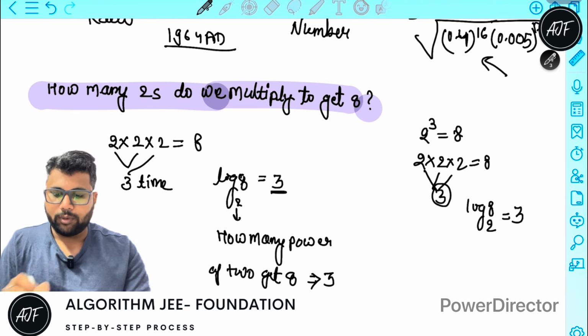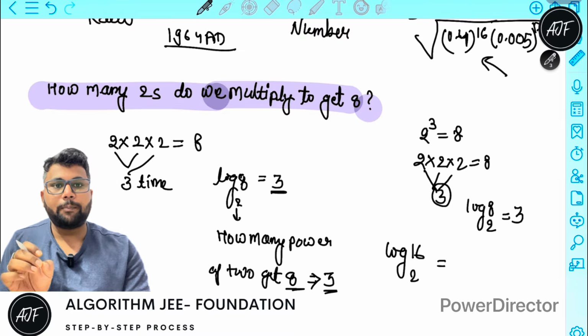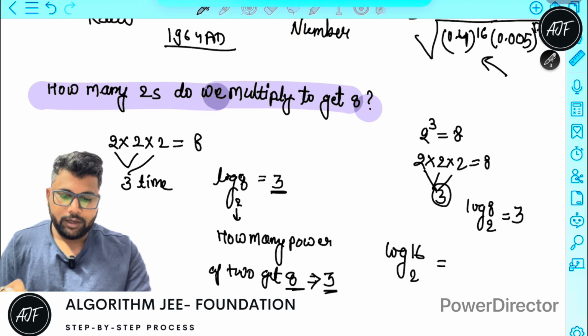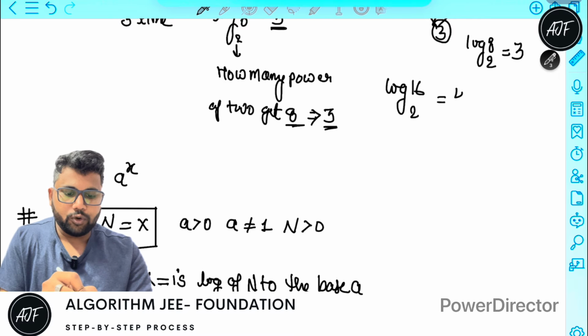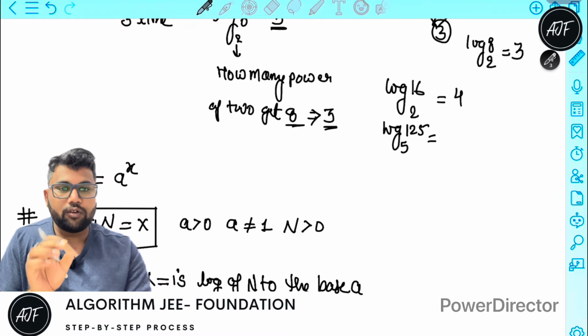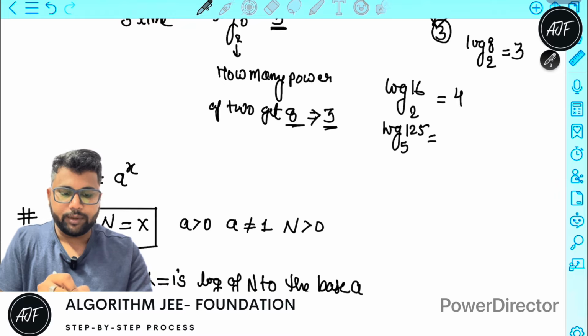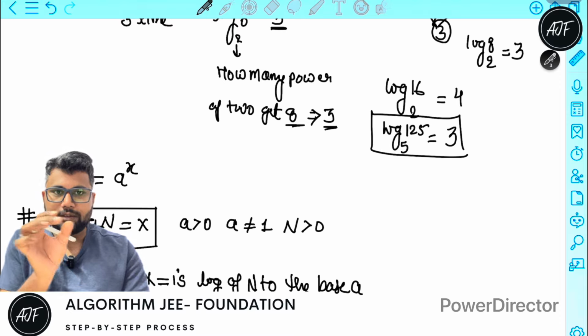Now the same problem: how many powers of 2 get 8? Same way, suppose I ask for log 16 base 2. How many powers of 2 give the answer 16? That is 4 powers. At the same time, suppose I ask log 125 base 5. How many powers of 5 give the answer 125? Simply, 3 powers. So that is log. Maybe you understand the basic definition of log.